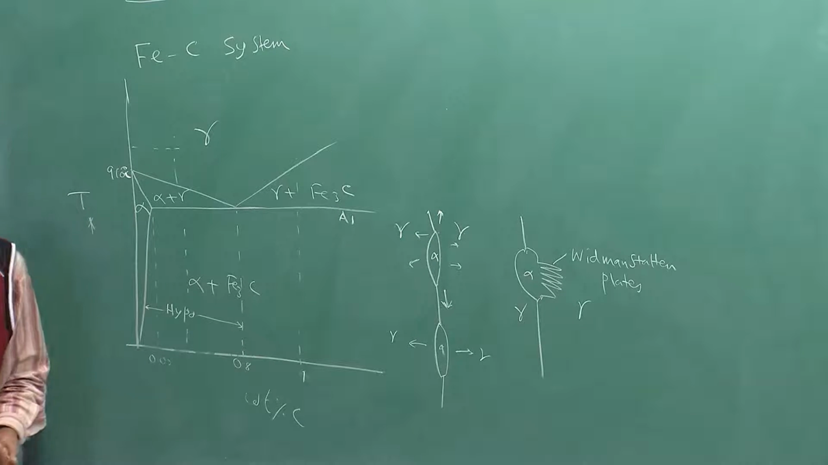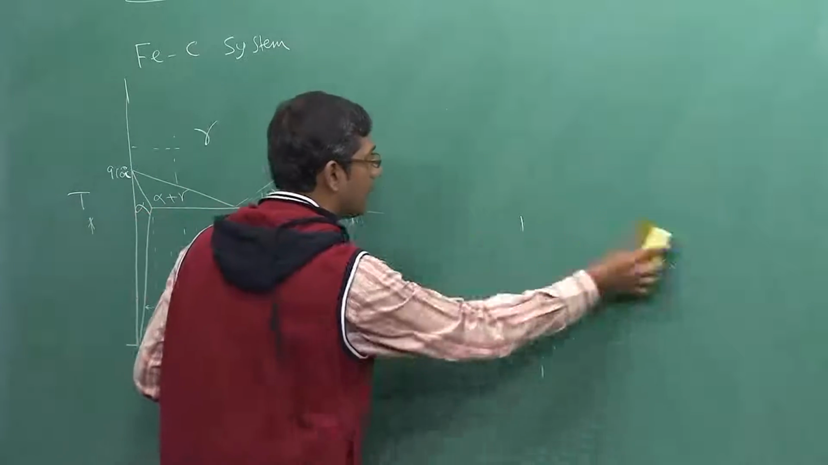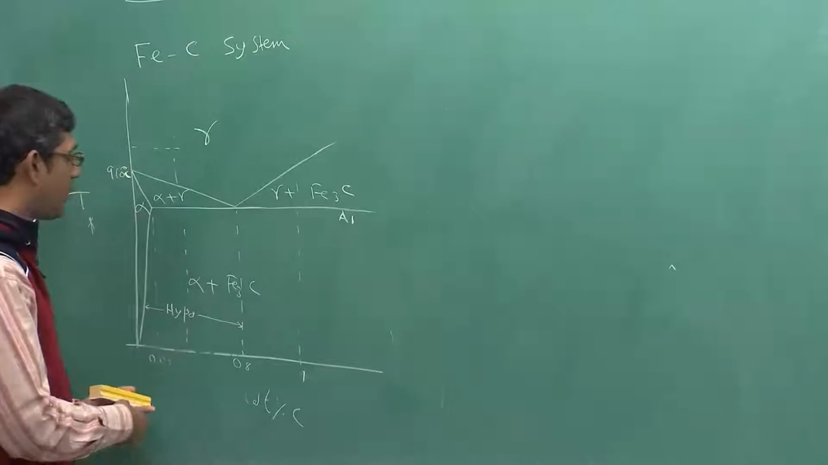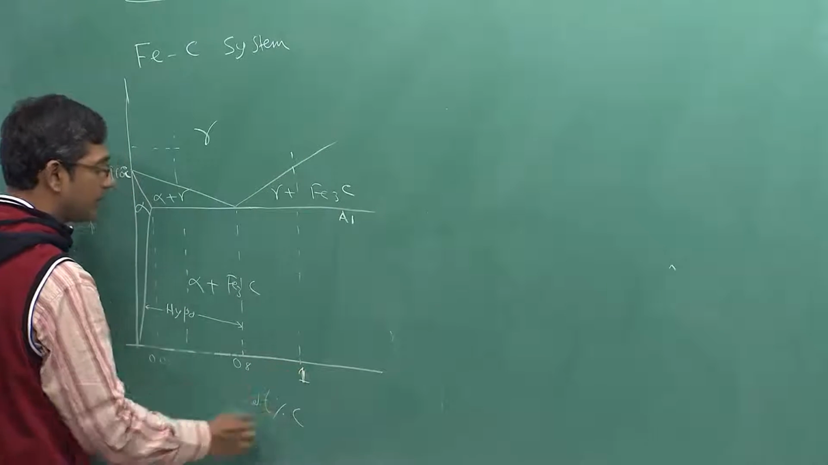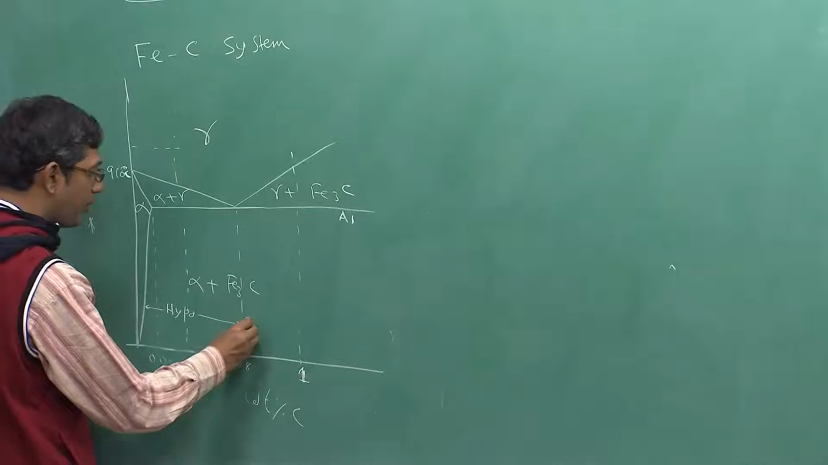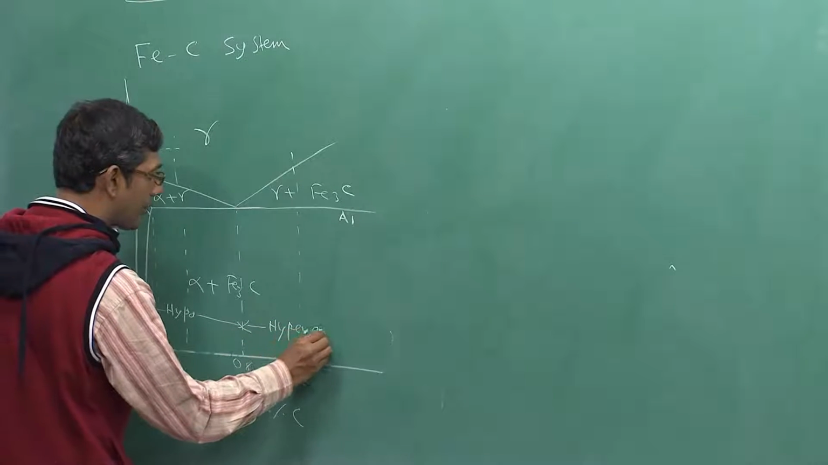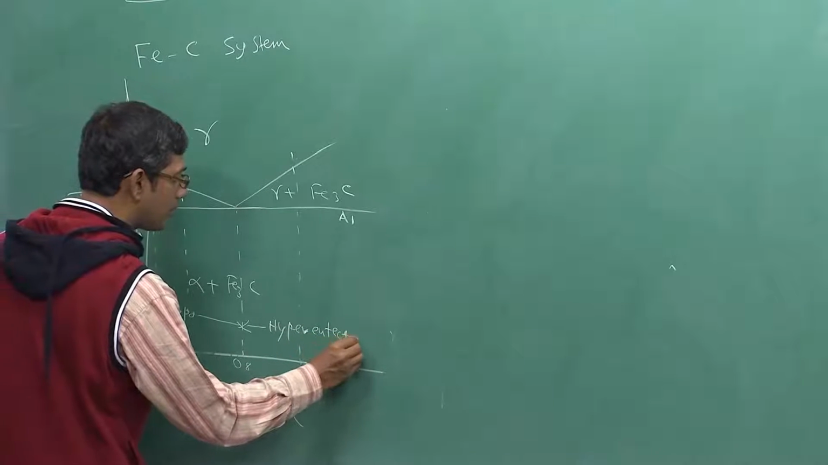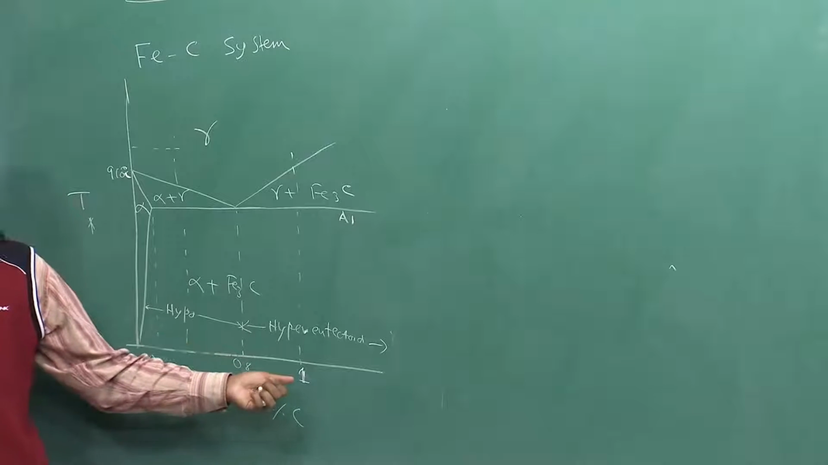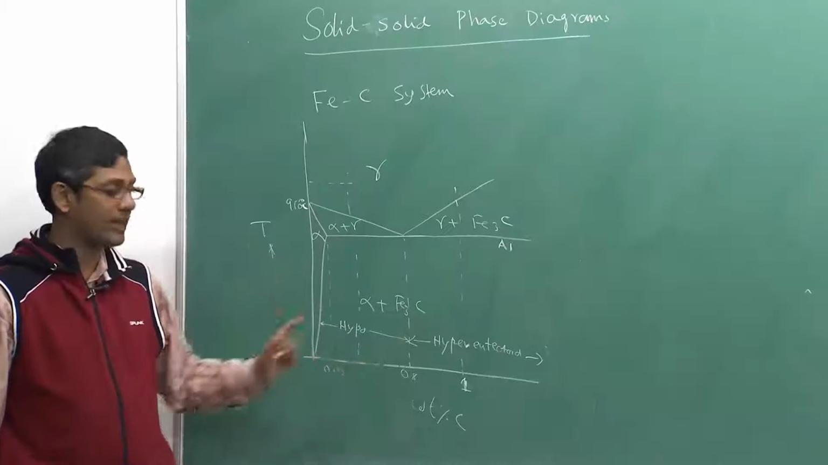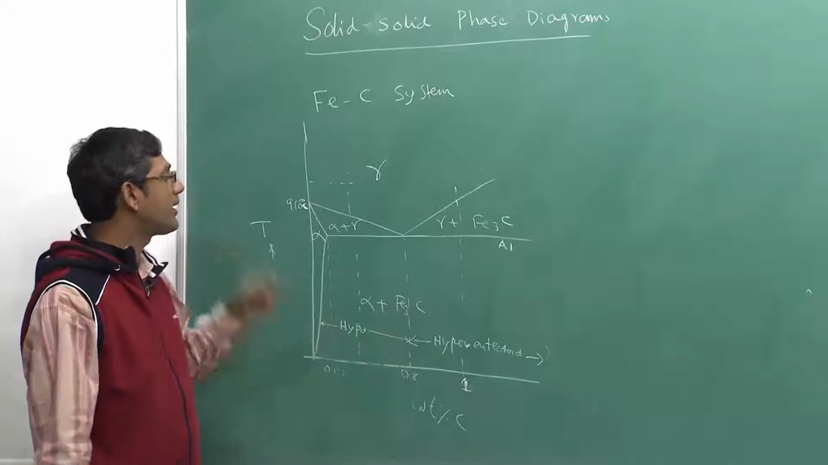So, now let us consider what will happen for a hypereutectoid steel. For the hypereutectoid steel, I have marked a steel composition of 1 weight percent of carbon. Any steel composition beyond 0.8 for plain carbon steel is known as hypereutectoid steel. It can be 0.9, 1. I am just taking one example, which is 1% carbon. So, what is going to happen here?